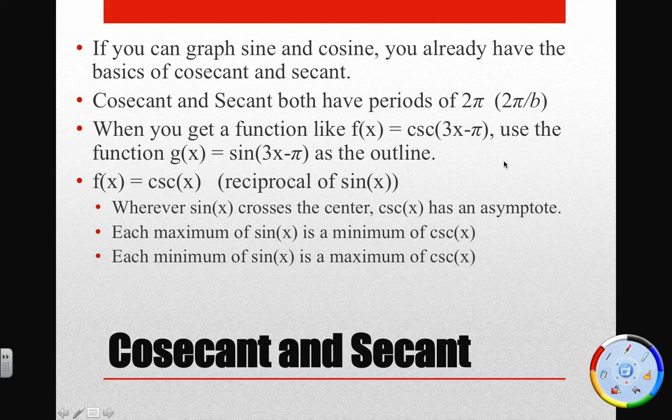And the last two here is if there is a maximum for sine, it becomes a minimum for cosecant, and a minimum for sine becomes a maximum for cosecant. And this goes along the same lines. You could replace this stuff with secant and cosine, and you could replace all the sines with cosines and all the cosecants with secants. Same idea. But what I want to do is I want to graph something here.